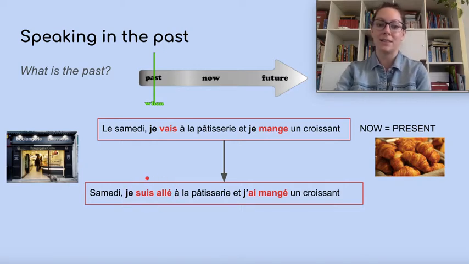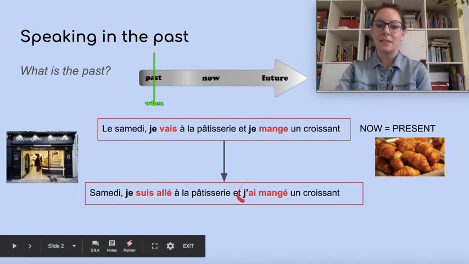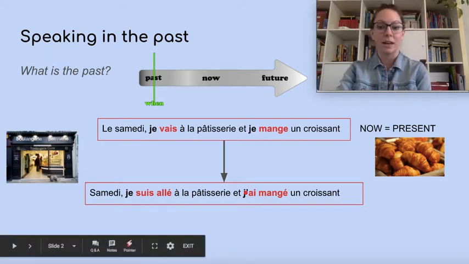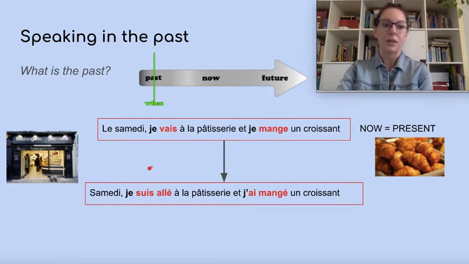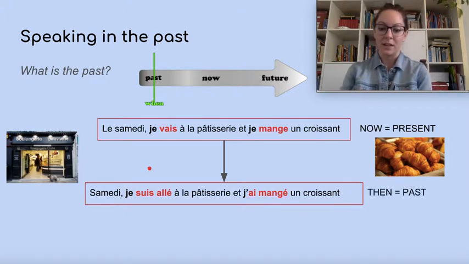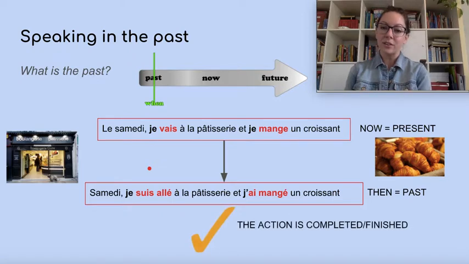Je suis allé à la pâtisserie and I ate. Et j'ai mangé, not je mange, because that would be happening now, but j'ai mangé, I ate un croissant. Samedi, so this morning, Saturday, je suis allé, I went à la pâtisserie, to the patisserie, et j'ai mangé, I ate un croissant. It happened in the past. It is specifically an action that I finished, that I completed. I ate, I went, it's done.